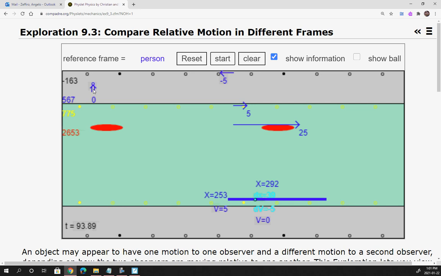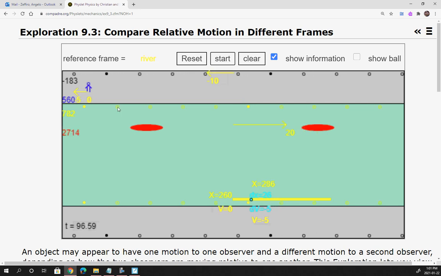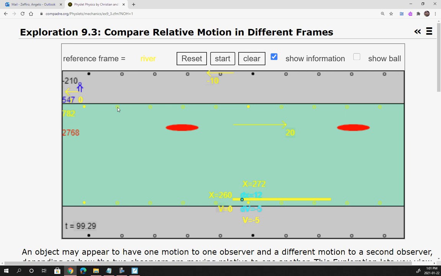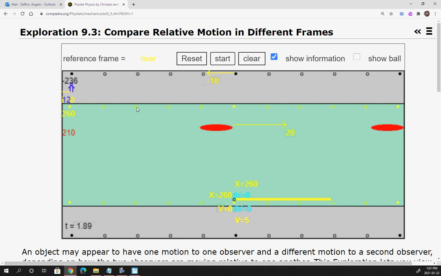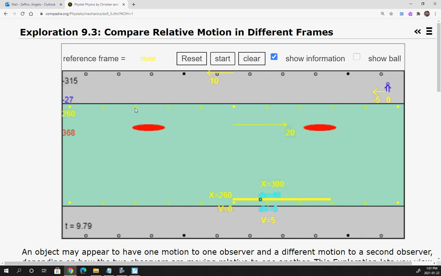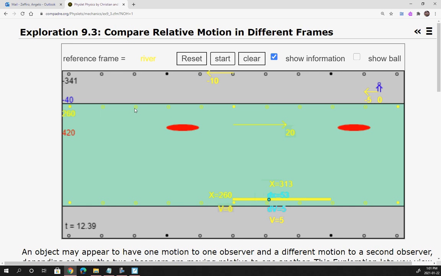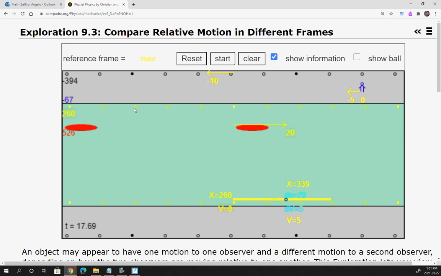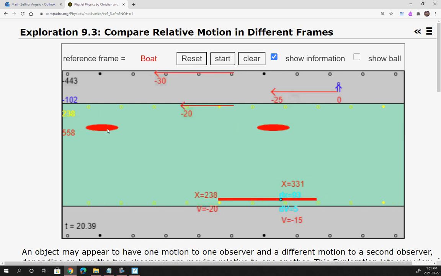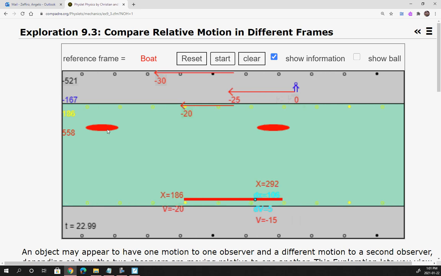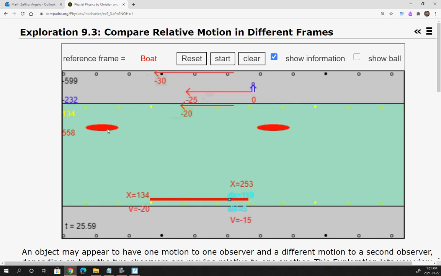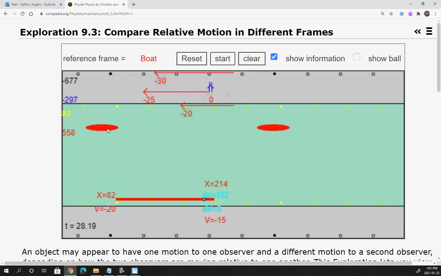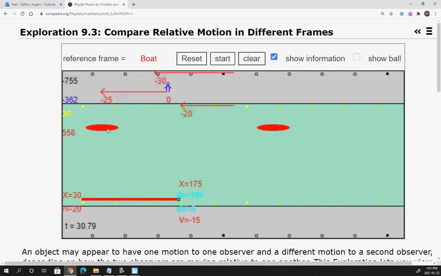How about the point of view of the water? Oh, look at that. The water looks still. Looks like the sidewalk's moving backwards at -10 meters per second. The boat's moving forward at 20 meters per second. And the barge there at the yellow, it's going along with me, along with the river. So there's that point of view. What about if you're on the boat? Oh, now the boat is still and everything's moving backwards. The person -25, the river -20, the sidewalk there -30. So it changes your point of view. All of this.